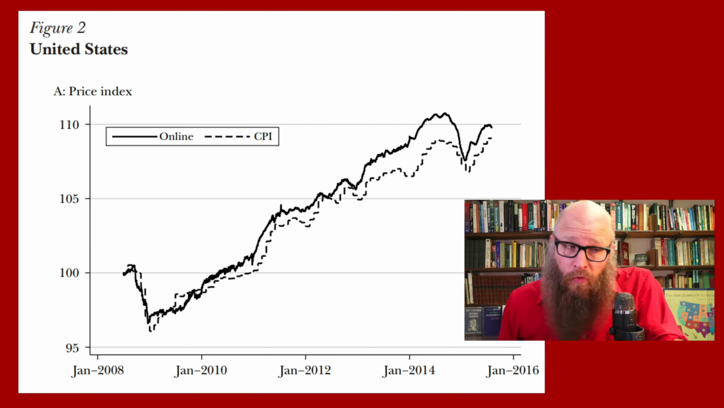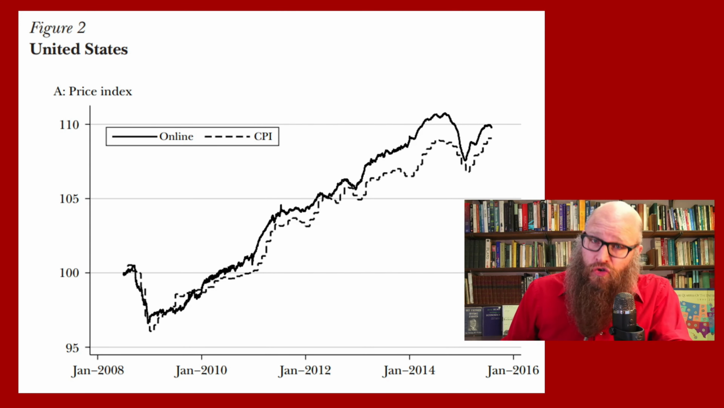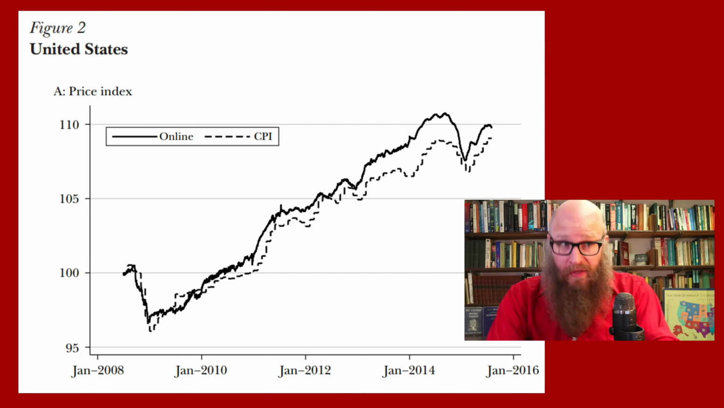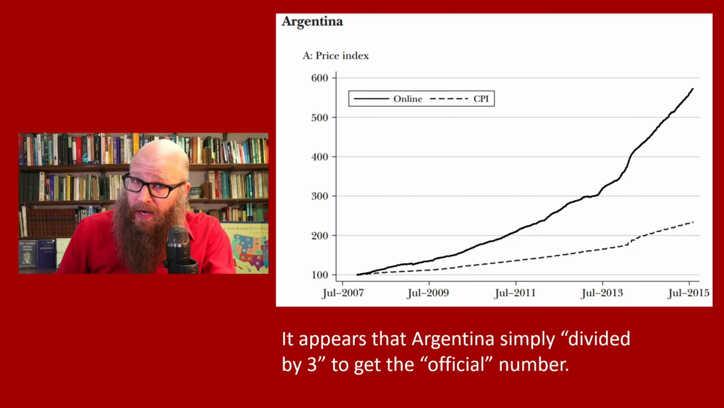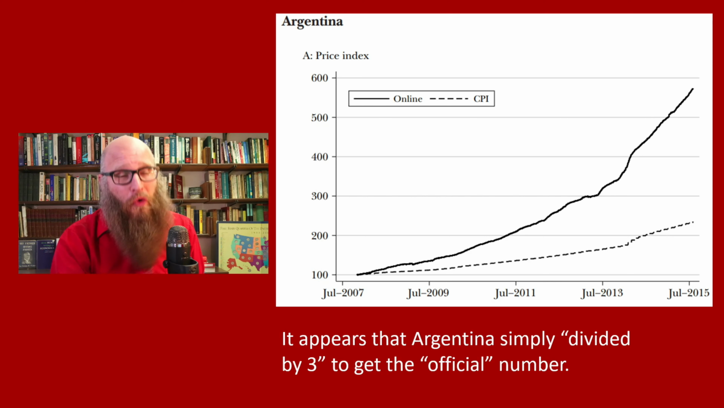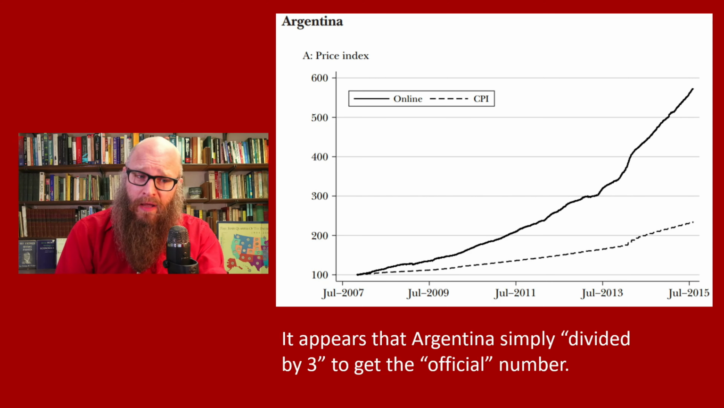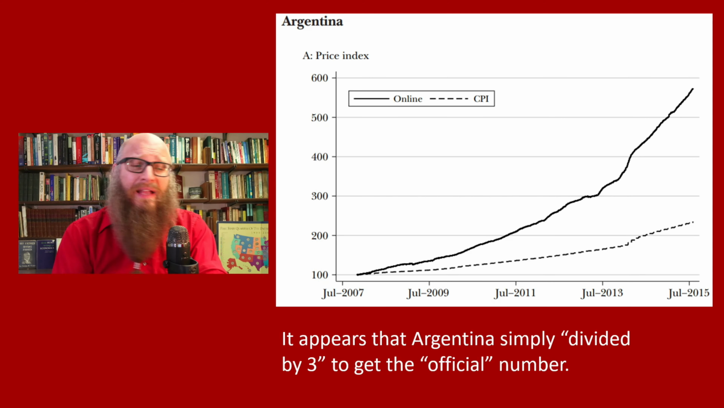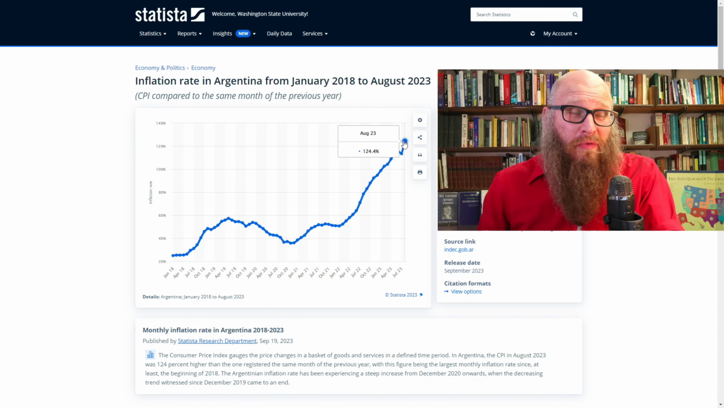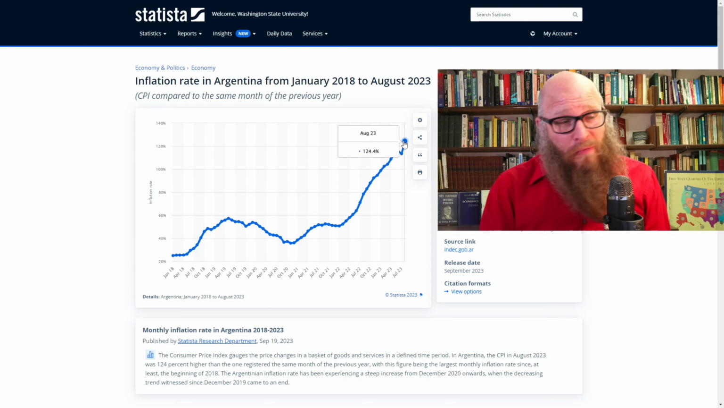Well, how does the US fare? The online price index goes up at nearly the same rate as the official government data. Contrast this with Argentina's official price index. The divergence is extraordinary. The authors of the paper estimate that the Argentinian government simply divided the real number by 3 to get their reported figure, at least for the years between 2007 and 2015. Considering in 2023 Argentina is now sitting at 124% inflation, things have not improved much since.